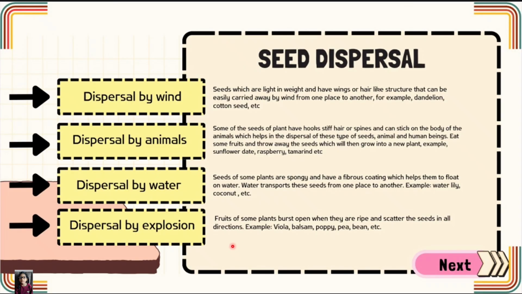Dispersal by explosion. Fruits of some plants burst open when they are ripe and scatter the seeds in all directions. Example, viola, balsam, poppy, tea, bean, etc.